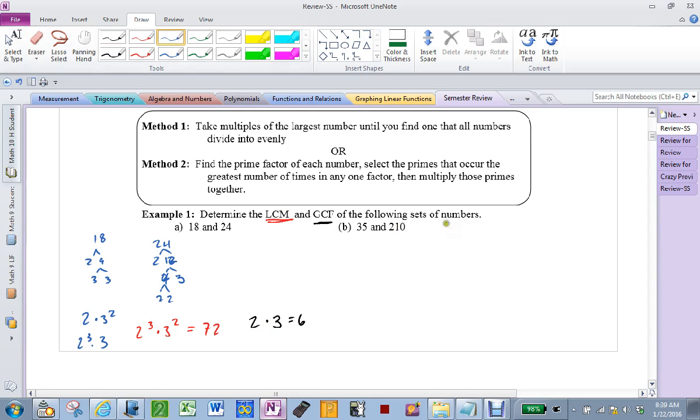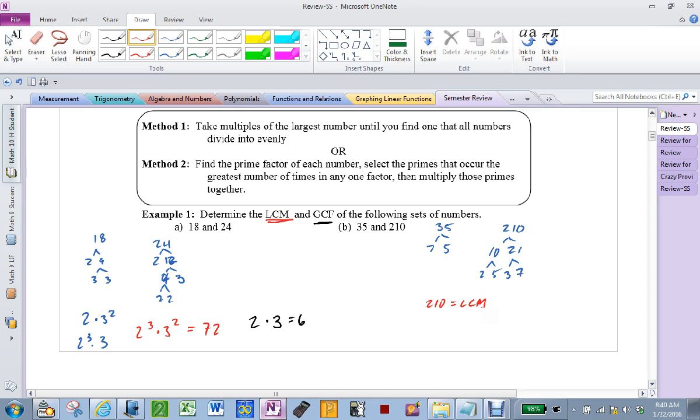Come over here. 35 and 210. 35 is 7 and 5, super easy. 210, oh my good gravy, that's a giant number. Start small. Divide by 10? Sure. 10 and 21. 2, 5, 3, 7. LCM: count everything once. 2, 5, 3, 7. Does that count everything? Great. So obviously 2 times 5 times 3 times 7, 210, is the LCM, because 210 times 1 is 210.